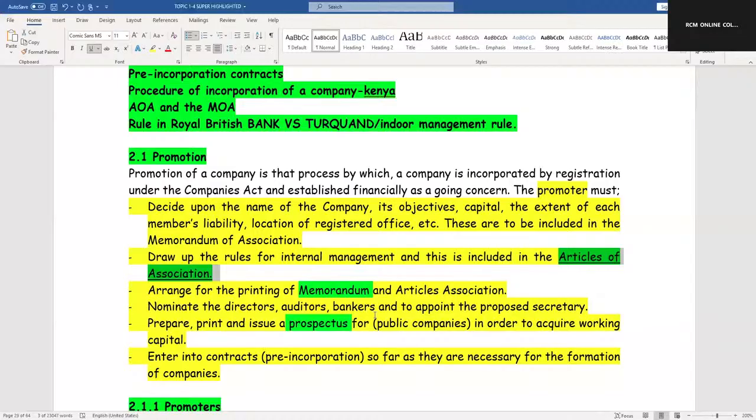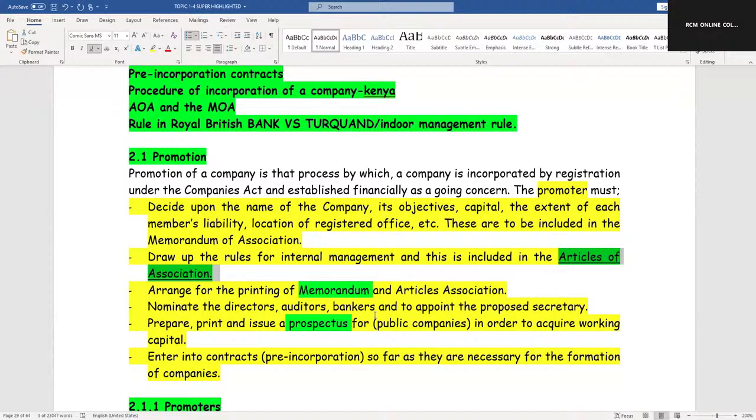In the memorandum, we have the name clause. We have the association clause. We have the capital clause. We have the registered office clause. From these particulars, these clauses, if you read them, you can easily understand more about the company if you're a third party outside the company.